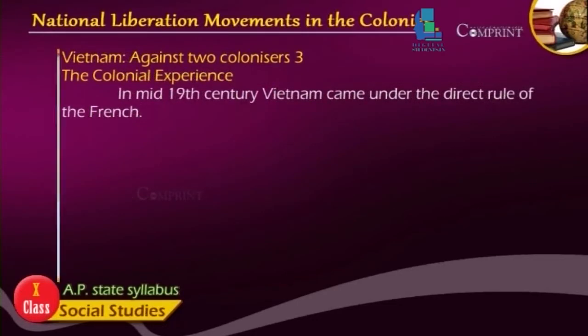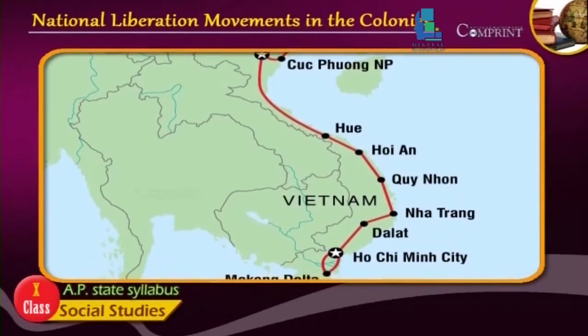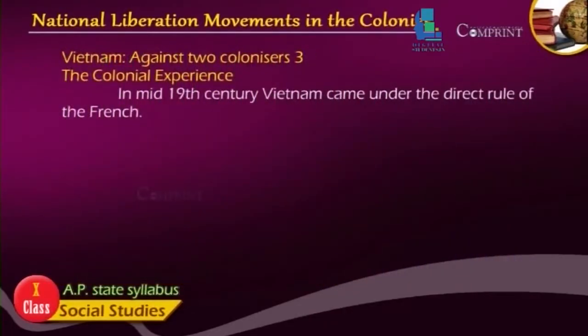Vietnam against two colonizers. 3. The colonial experience. In the mid-19th century, Vietnam came under the direct rule of the French.